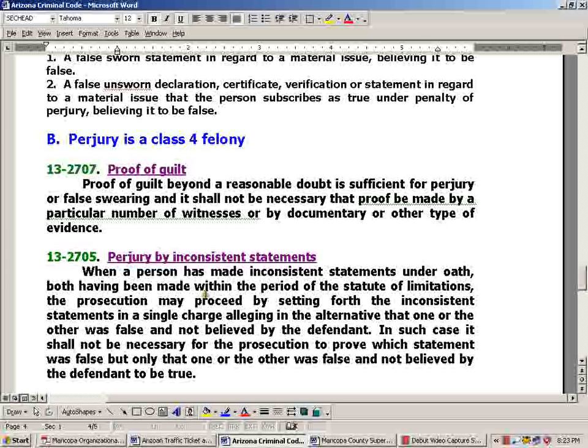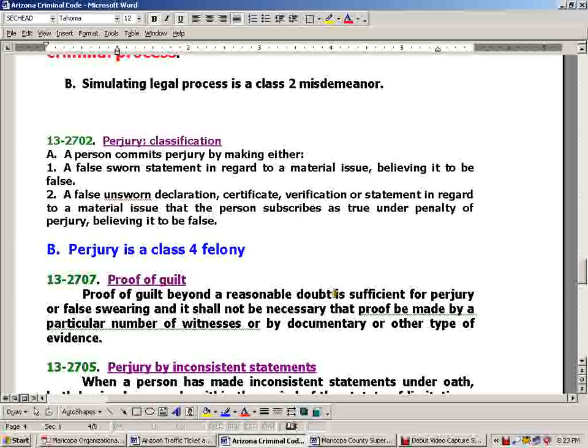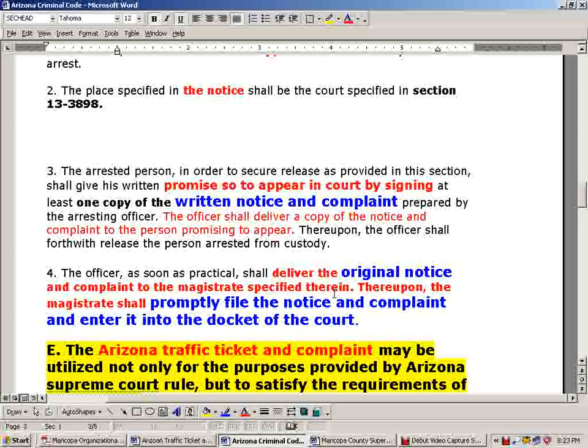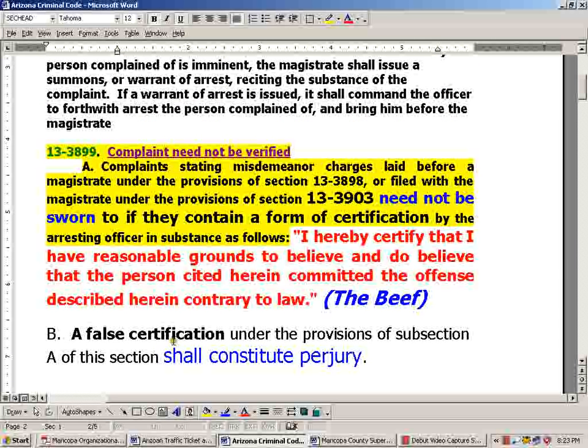Perjury by inconsistent statements. Class 4 felony. 2.5 years of incarceration. And this set up here, this is the killer for him right here. A false certification under the provisions of subsection A of this section shall constitute perjury. And the ticket form they're using has a false certification on it. Every one of them is perjury. Every one that's happened is perjury. Who are you going to take your complaint to? Let's look at that next.